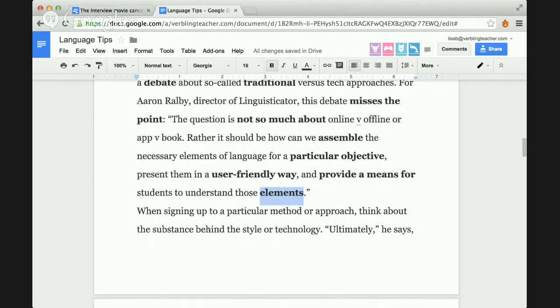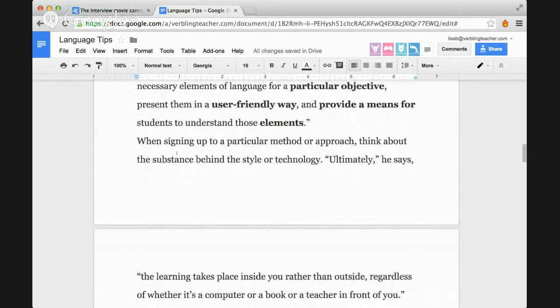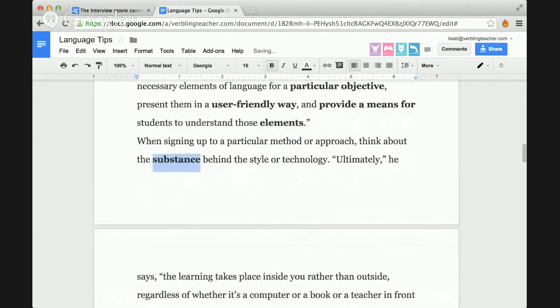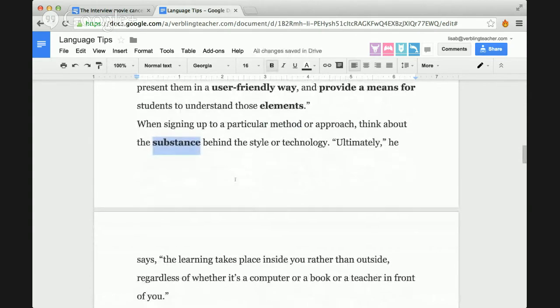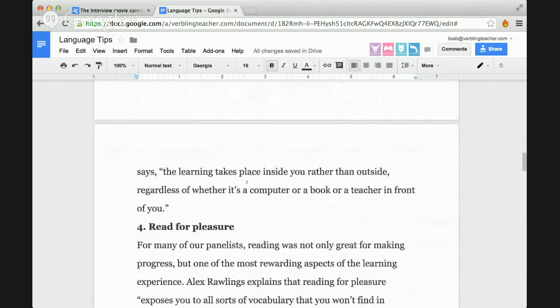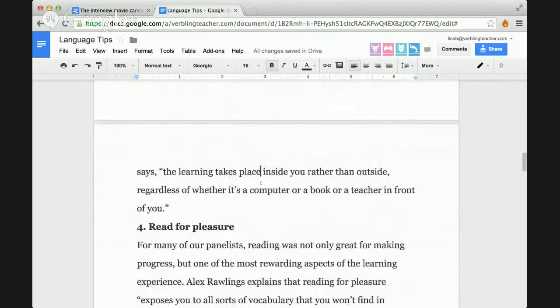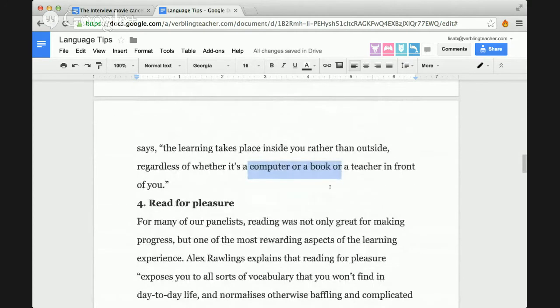And so the method is not so important. Instead, it's the substance, what's behind it, the content that you're actually learning. So that's what he's suggesting here. And you should learn what you really want to learn. So that's the idea here. And it doesn't matter if it's by a computer or a book or with a teacher or not.